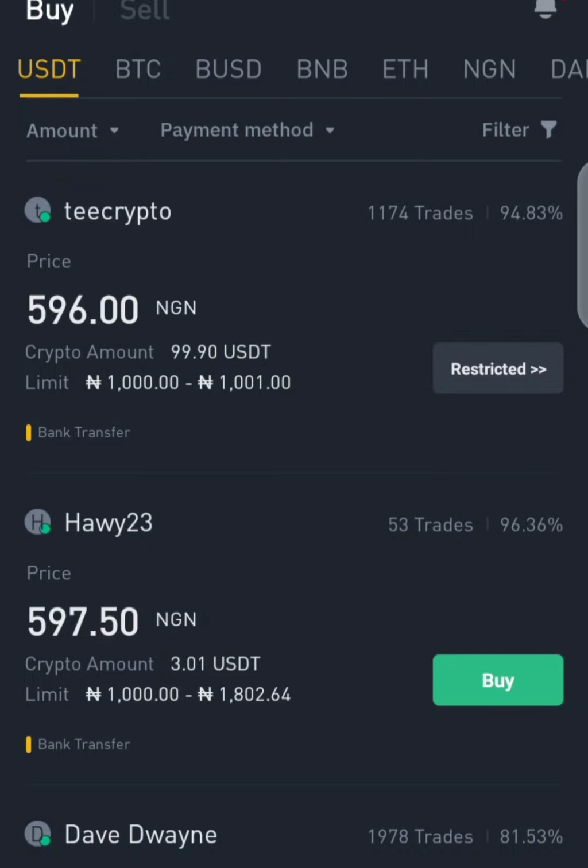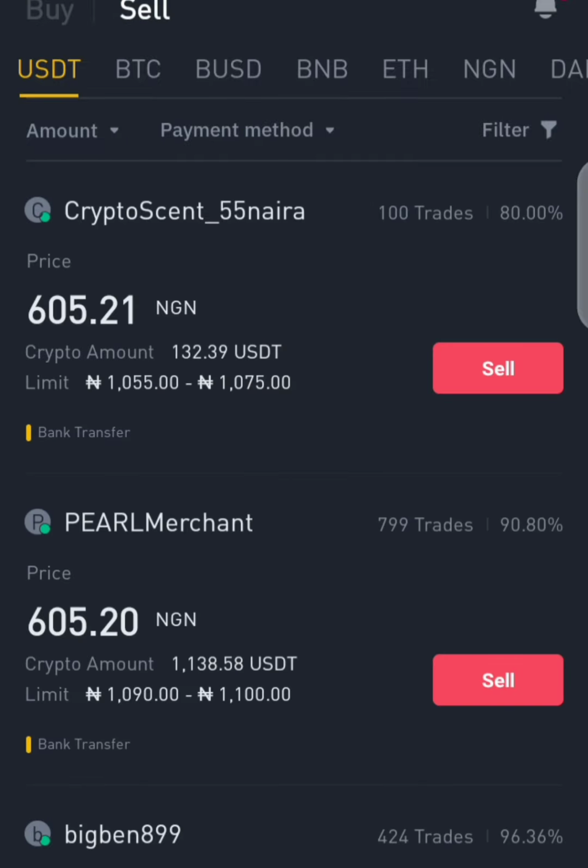The sell part now, go up by your left, you see buy and sell, click on sell. The sell aspect simply means you have cryptocurrency, you have USDT, you have Bitcoin, you have other coins, and you want to sell. That is how you do it. First of all, if you have other cryptocurrency that are not listed here, like USDT, BTC, BUSD, BNB, Ethereum, EMG, DAI, the first step is to convert it to any of these that are here.